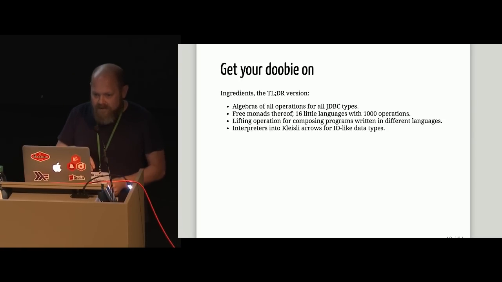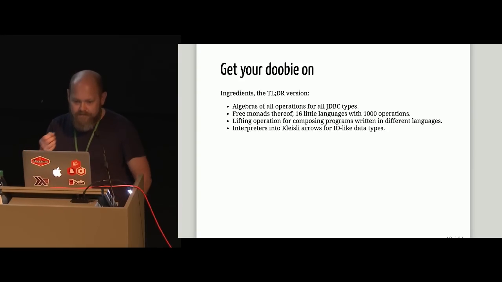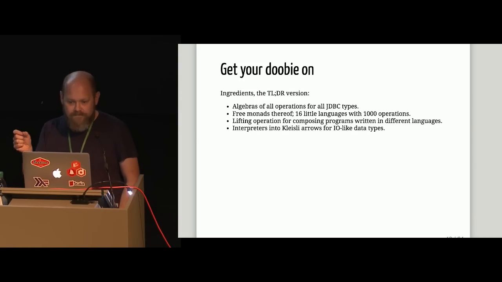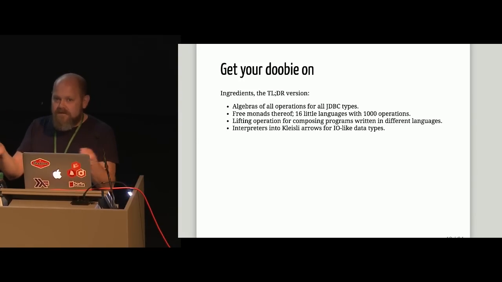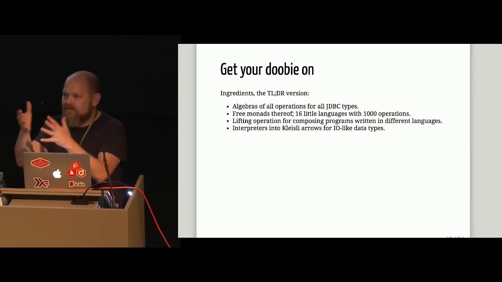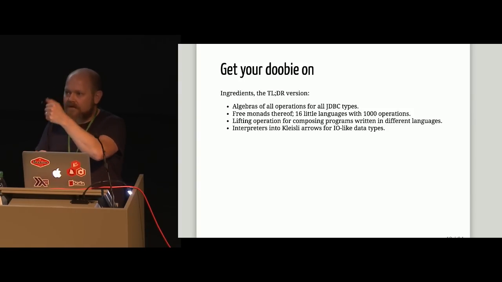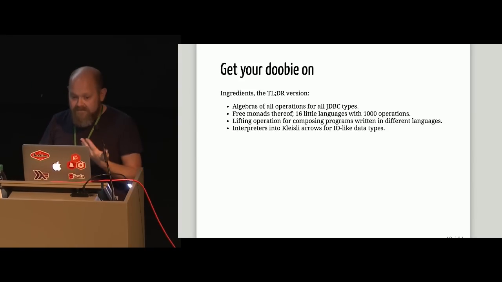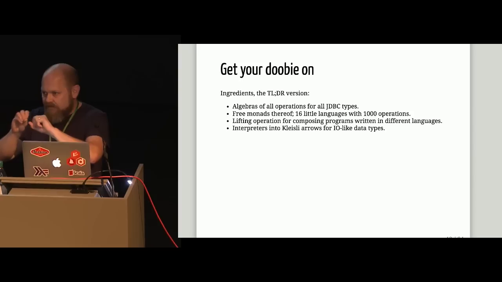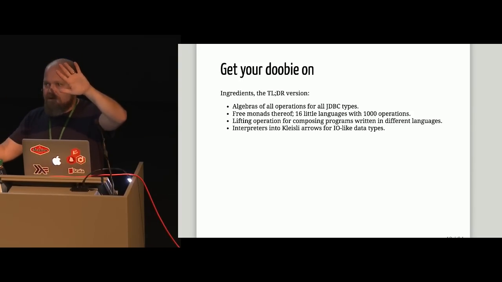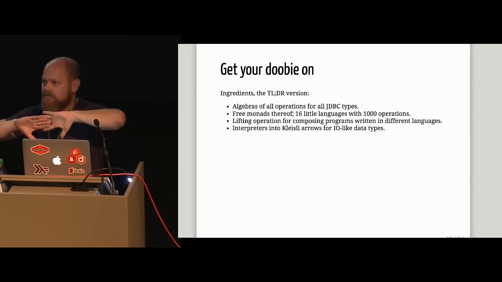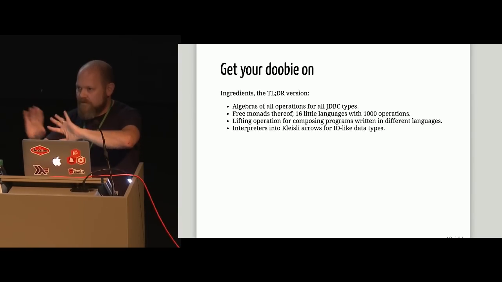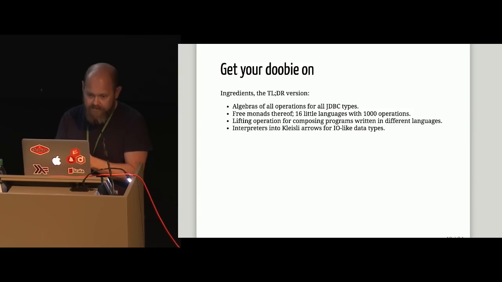So we have free monads over those algebras. We have 16 little languages for these 16 algebras. And this gives us composition. This gives us a way to take these tiny programs and put them together. We can flatMap them together because it's a monad, and we can write bigger, more expressive programs. We have lifting operations for taking programs written in these different languages and embedding one inside the other. So this gives us embedding. This gives us a way to combine programs written in these different contexts.